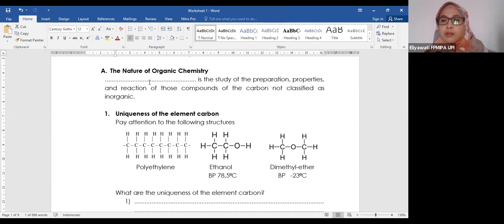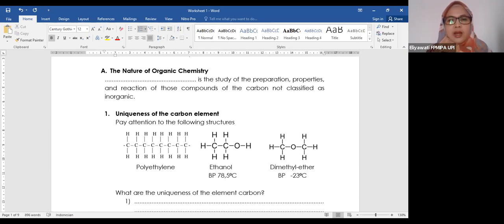But before we learn deeply about organic compounds, we should know the uniqueness of the carbon element. Why? Because this is the main element in organic compounds. Carbon is the main element in organic compounds, so that's why we should understand it. We should know the characteristics of the carbon element.